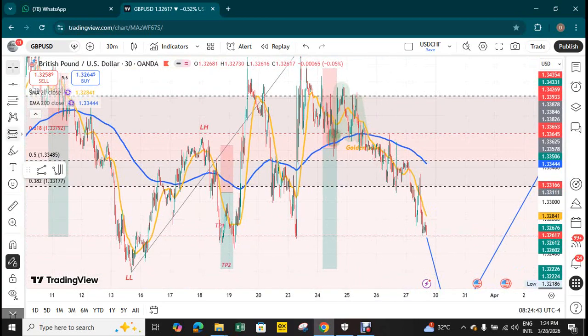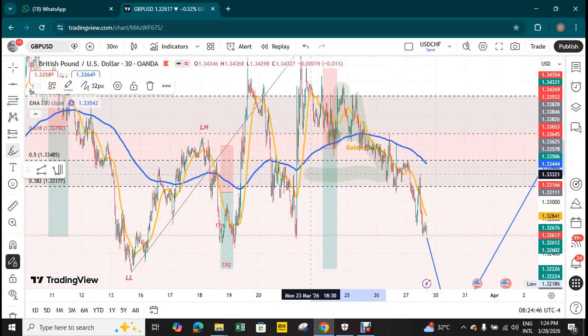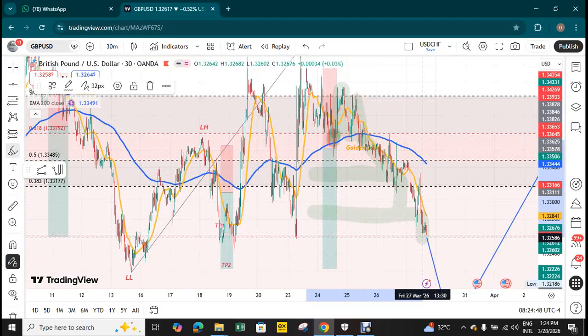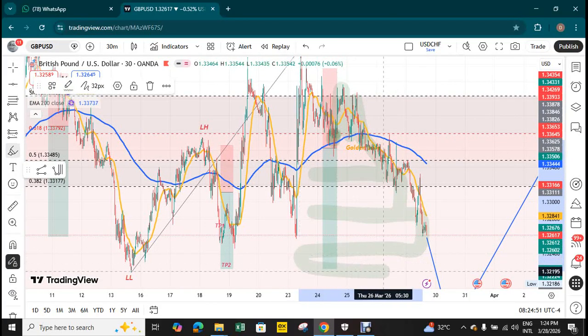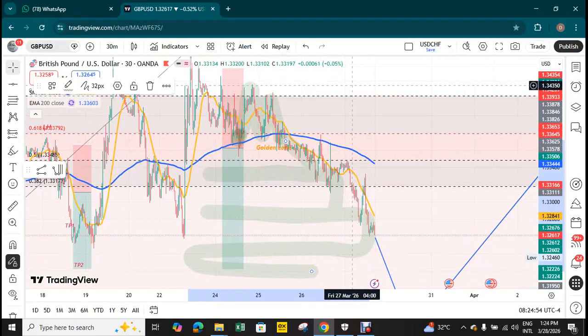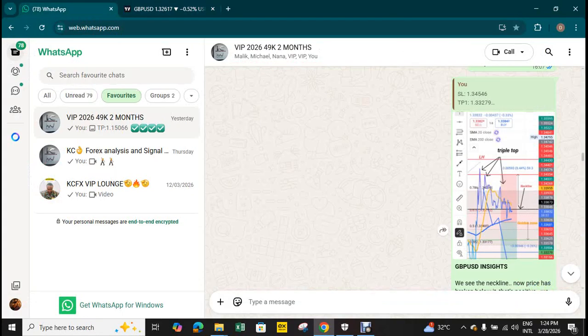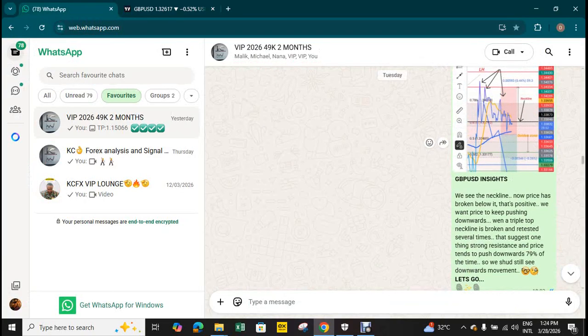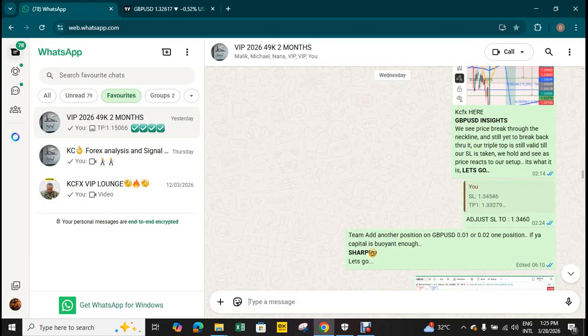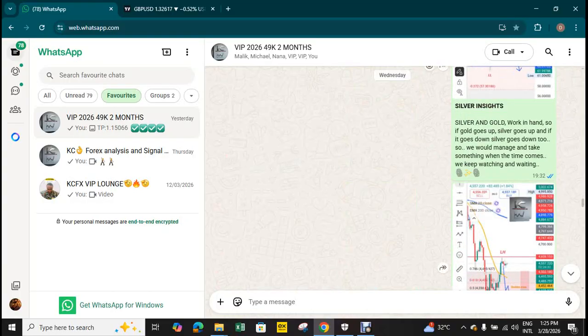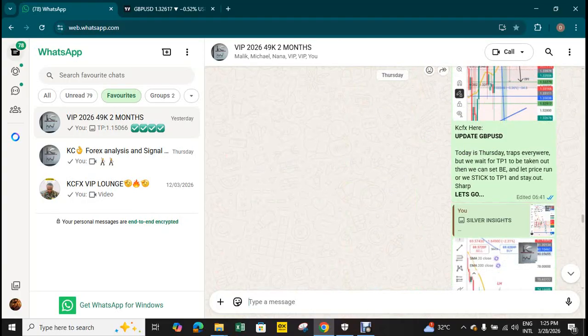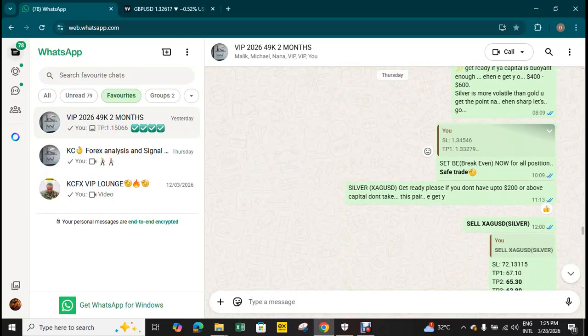Now we saw price go to our TP1, this area, came to our TP2, and now it's going towards our final level, which is this level. You can see the setup, it's very accurate. We took the trade on Tuesday, and I think we saw price hit on Thursday morning, around 10 o'clock in the morning. We saw our TP1 being hit.